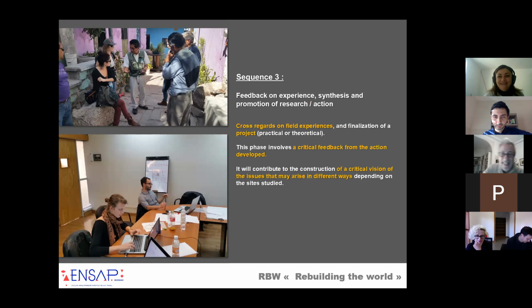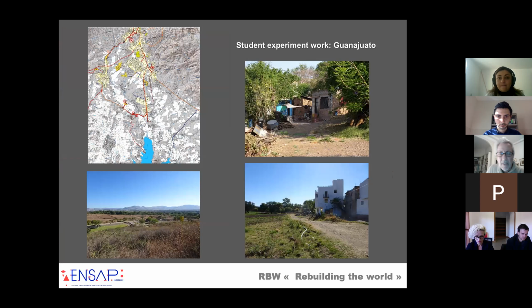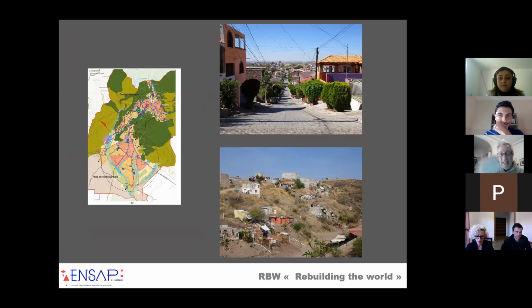Well, the third sequence is that of experience. I would like just to show, if I can, one experiment of one student that spent her practical period in Guanajuato. She was a young woman, a landscaper, who was interested in the problem of rural growth in Guanajuato, and the idea was to create a new culture to appropriate technical services.